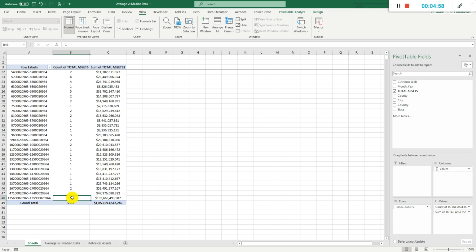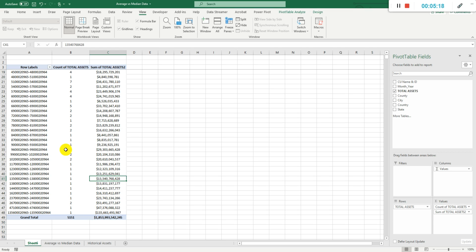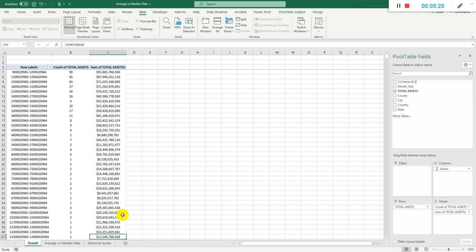And then here we can see we have one credit union with 135 billions, one credit union with 45 billions. Two credit unions combined have this number of assets, and so on. So clearly we have outliers here. Those credit unions are too big. Our distribution is going to look skewed to one side.